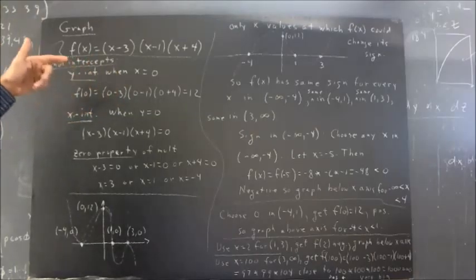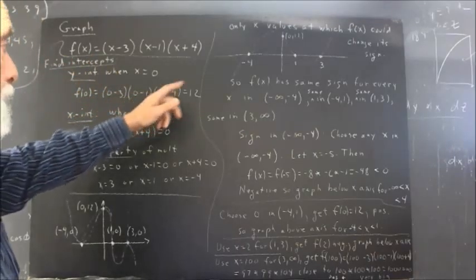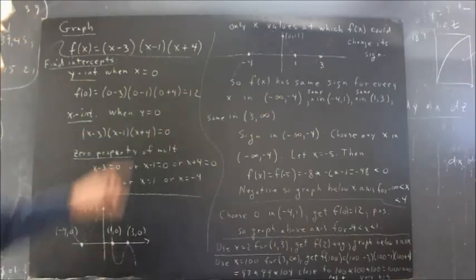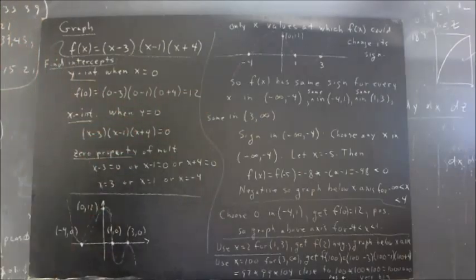f of 0 is (0 minus 3)(0 minus 1)(0 plus 4). That multiplies out to 12. So we know the point (0, 12) lies on the graph.